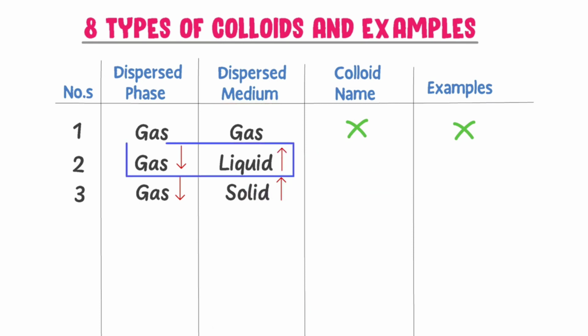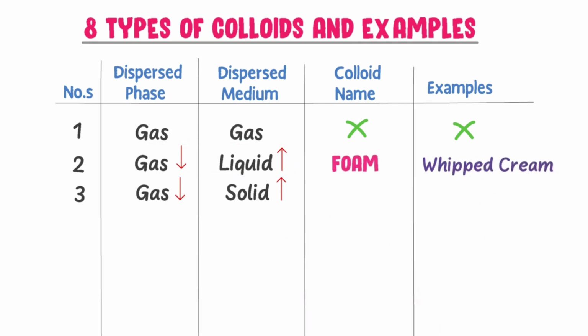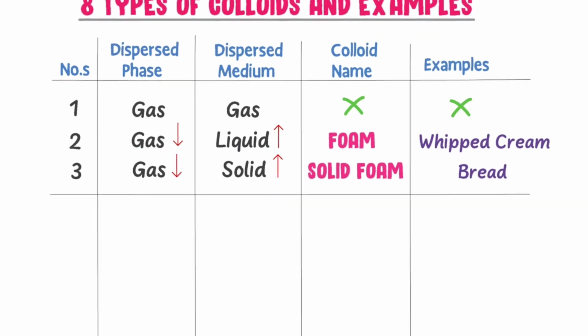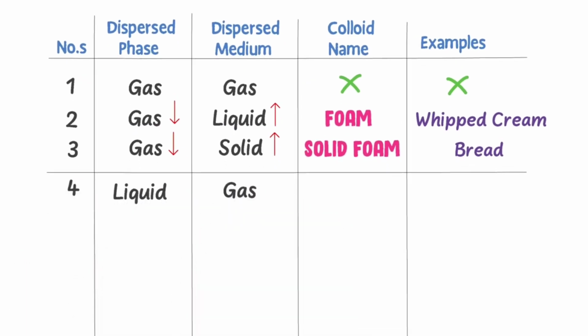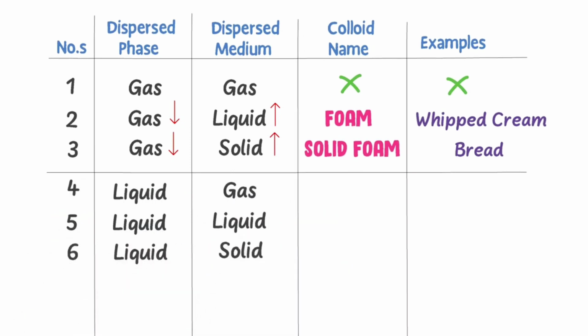The name of gas in liquid colloid is foam and its example is whipped cream. The name of gas in solid colloid is solid foam and its example is bread. Now the fourth is liquid and gas, the fifth is liquid and liquid, and the sixth is liquid and solid.